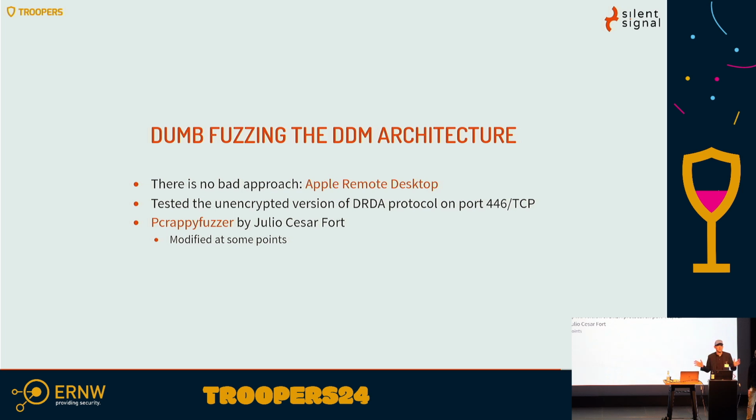Honestly, I like dumb fuzzing. It's easy to do, quick, and can be very effective. I have found some issues with this technique. For example, a format string vulnerability in the Apple Remote Desktop service and a buffer overflow in the SSL implementation of a SCADA software. When I tested the DDM architecture, I focused only on the unencrypted version of the DRDA service, and I'm not a huge fan of reinventing the wheel, which is why I use this really good PCAP-based fuzzer with some modifications.